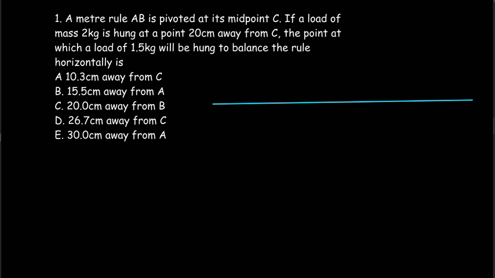So let's continue. A meter rule AB is pivoted at midpoint C. So let's call the meter rule AB. At midpoint, so somewhere down the middle, this is midpoint C. And the midpoint is going to be at the 50 cm mark, because remember what I told you, a meter rule is 100 cm long. So at the middle is going to be 50 cm.